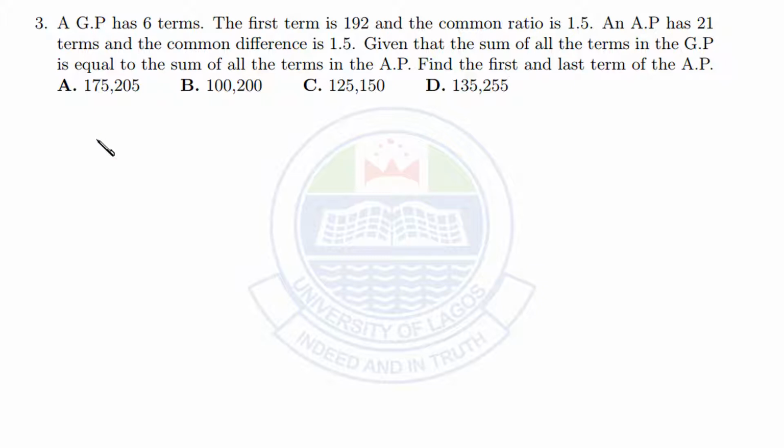Now the very first thing we might want to do is interpret each of the statements. They said a geometric progression has 6 terms. That means, let's say we have a geometric progression, the number of terms is 6. The first term is 192, that means we have our a to be 192, and the common ratio is what?